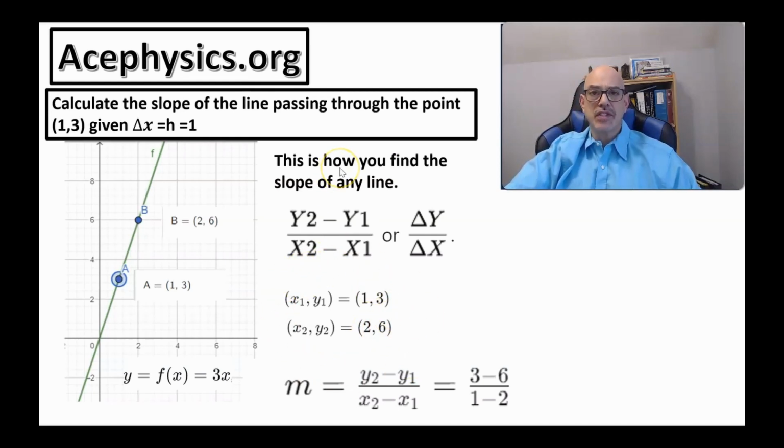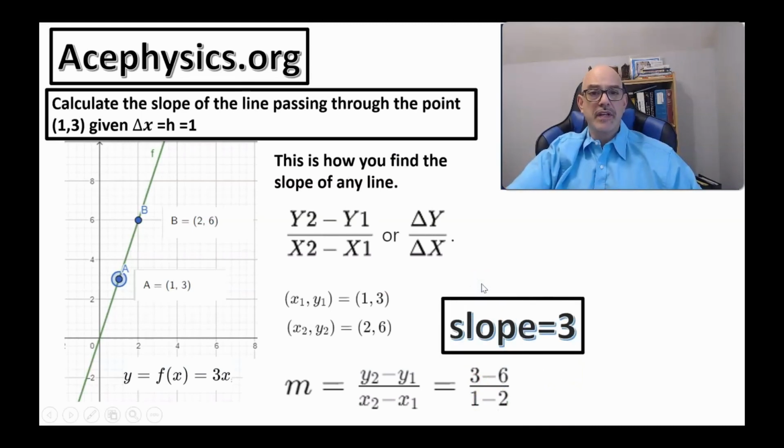The definition of the slope of a linear function, the slope of any function actually, is y2 minus y1 divided by x2 minus x1, or change in y over change in x, rise over run. This is the definition of the slope. And for this particular problem, the slope is 3.